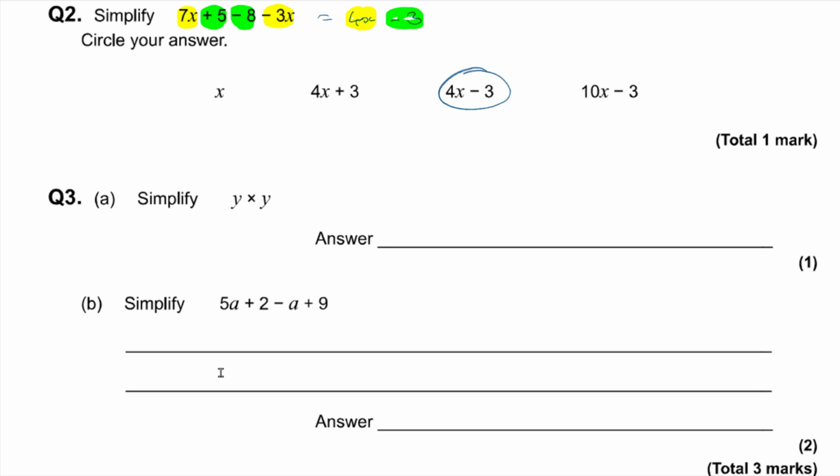Question 3a, simplify y times y. Yep, so when I multiply something by itself I square it, so that's going to be y squared. Simplify 5a plus 2 minus a plus 9. Like terms are 5a and minus a. And I've got some more like terms in 2 and plus 9. So combining the 5a minus a, that's going to give me 4a. And combining the plus 2 plus 9, that's going to be plus 11 then, isn't it? Okay. So 4a plus 11. That's my final answer.